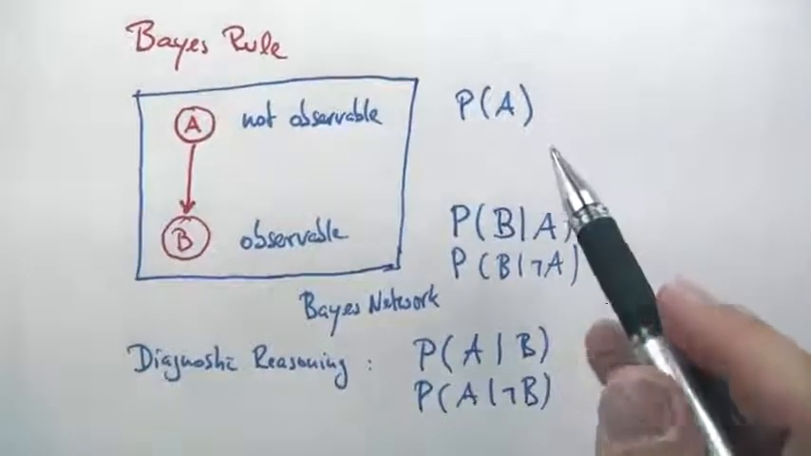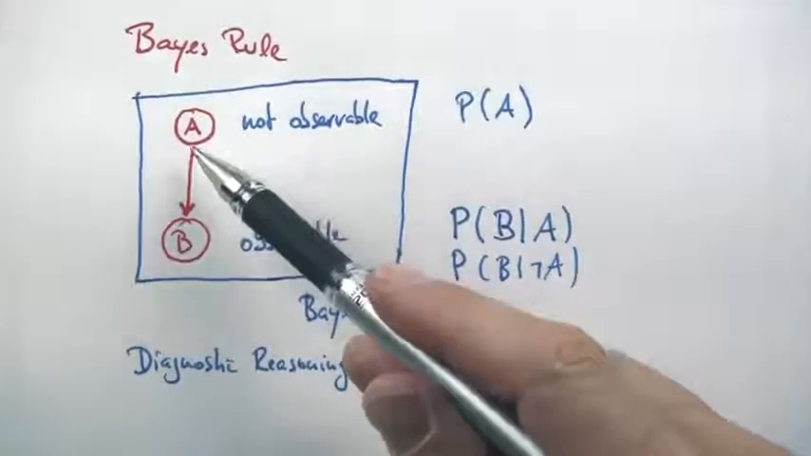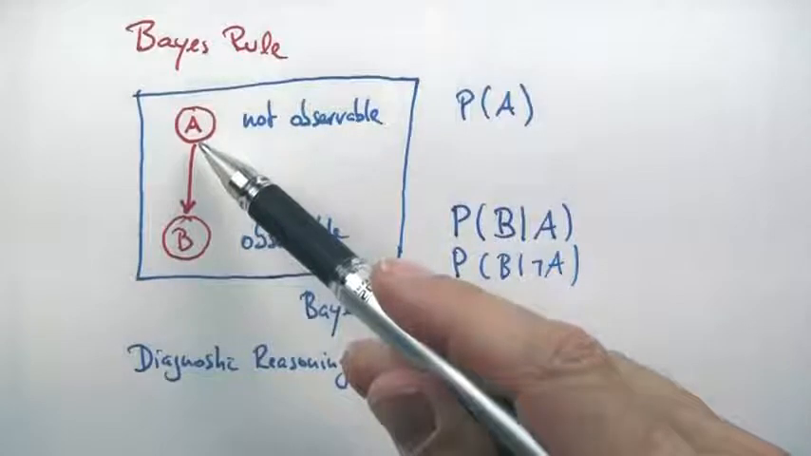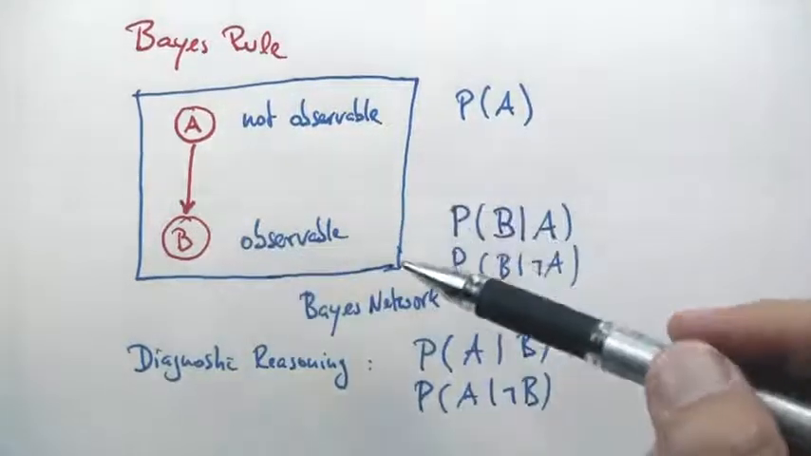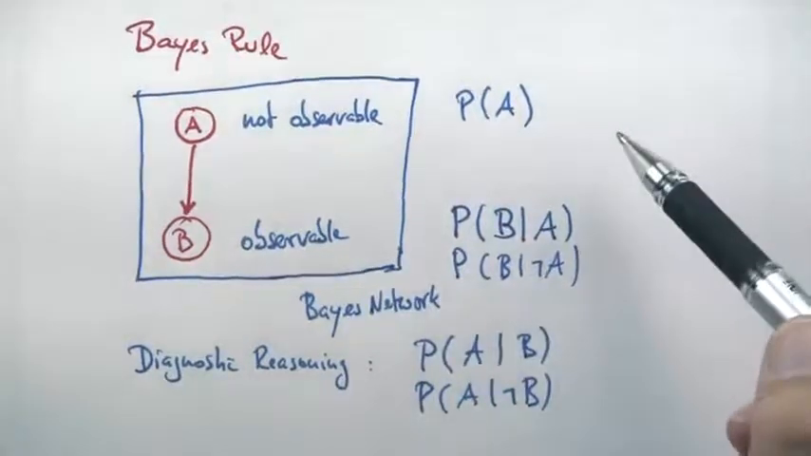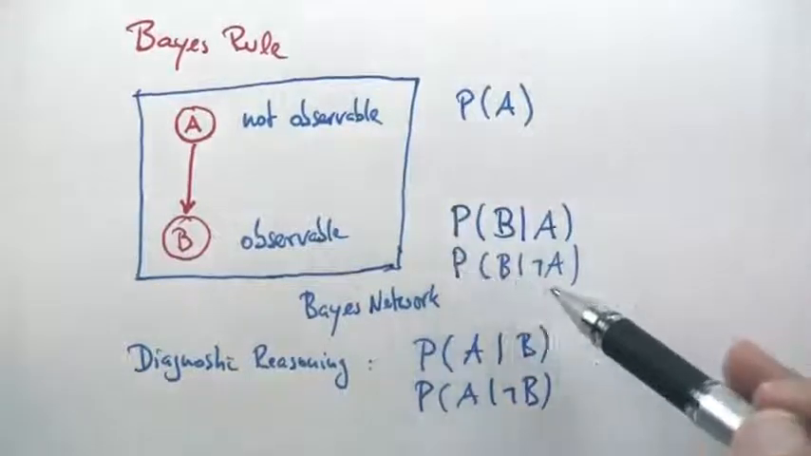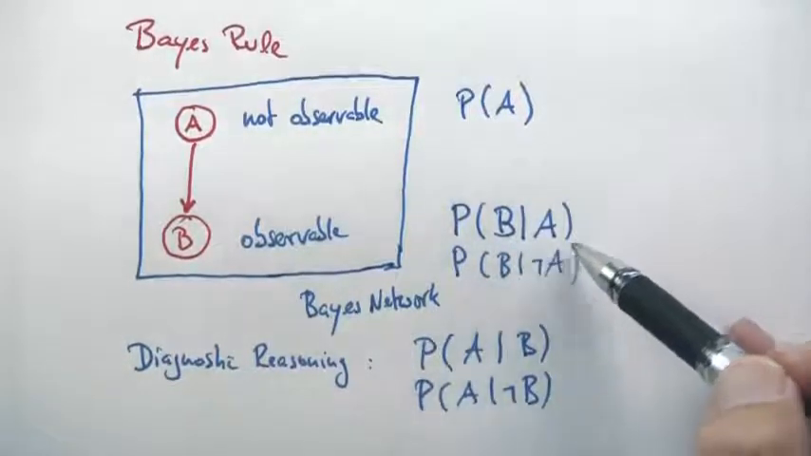This is our very first Bayes network, and the graphical representation of drawing two variables, A and B, connected with an arc that goes from A to B is the graphical representation of a distribution of two variables that are specified in the structure over here, which has a prior probability and has a conditional probability as shown over here.